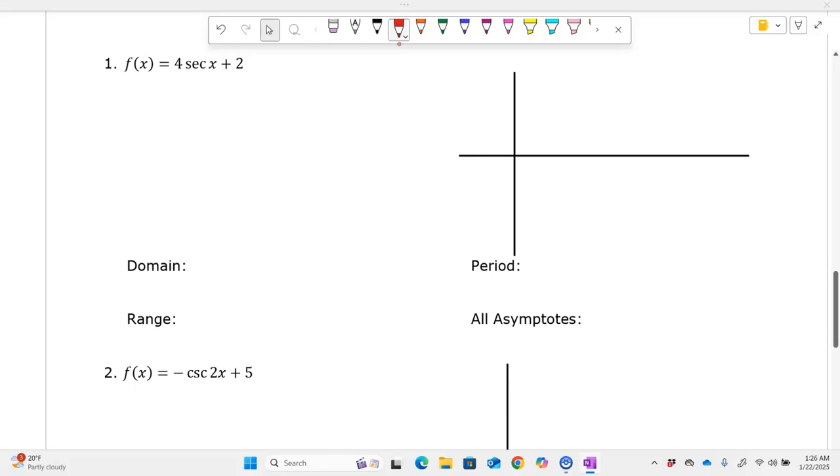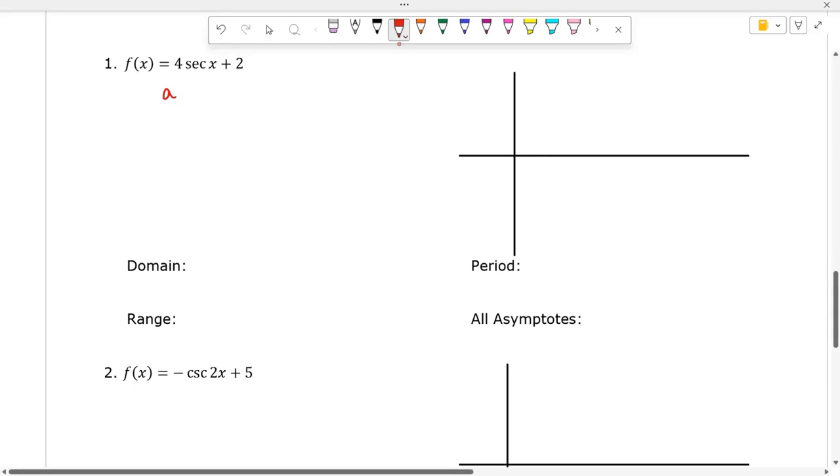When we had our functions, we had a, and then we could have done cosine or sine, whatever it would have been, b, x plus h, plus k. So if this is what we had right here, we have to remember that this a was our amplitude. If it was negative, it also reflected us across the x-axis.